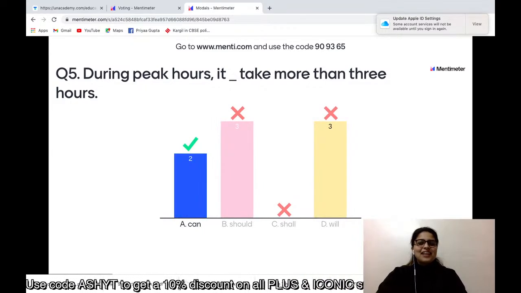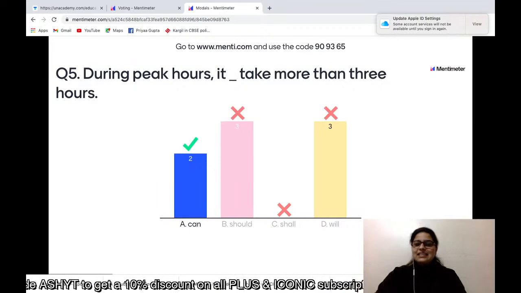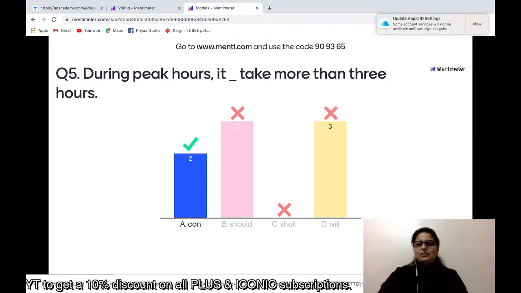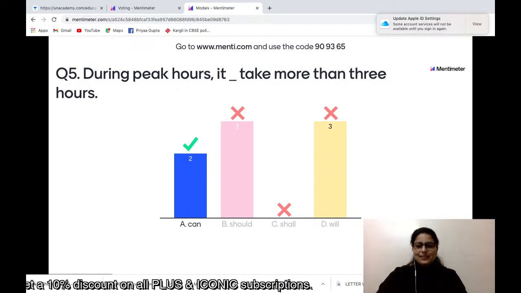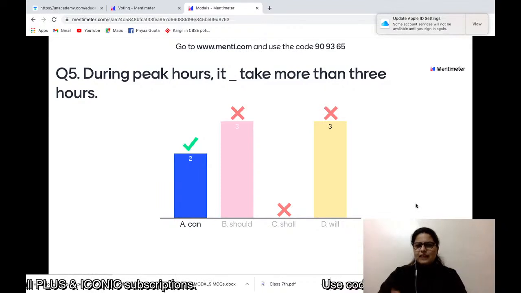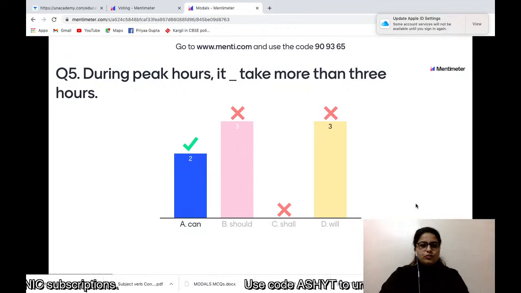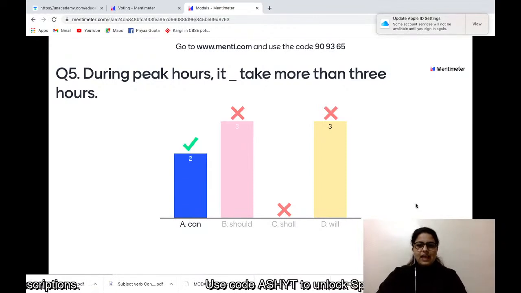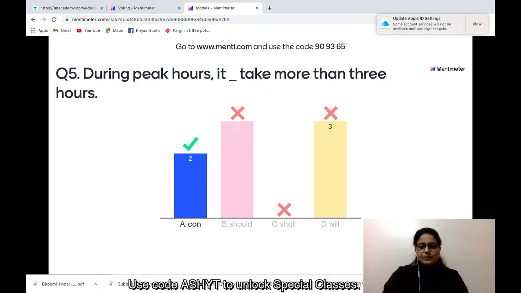So anything which is again a possibility or ability, it is to be used with the modal verb can. It should never be the answer. Three of you answered should. Should is for advice. Will, I can still think about that you could have got confused with this, but the right answer is can. It's about something which is a possibility and an ability.